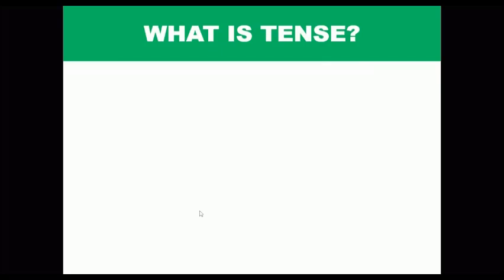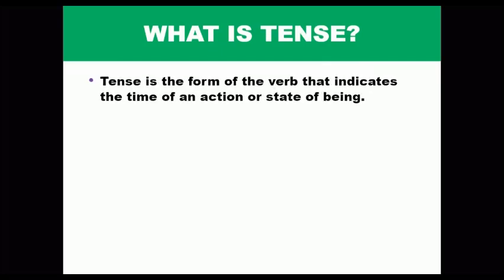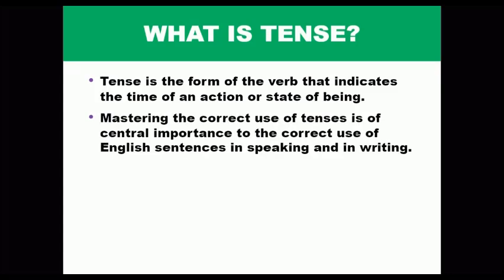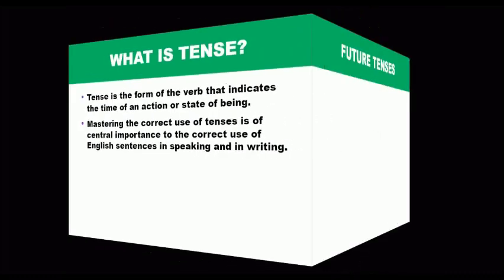What is tense? Tense is the form of the verb that indicates the time of an action or state of being. Mastering the correct use of tenses is of central importance to the correct use of English sentences in speaking and in writing.